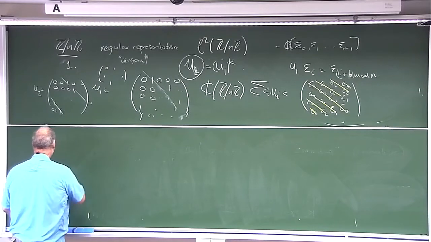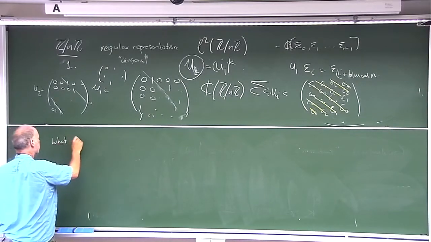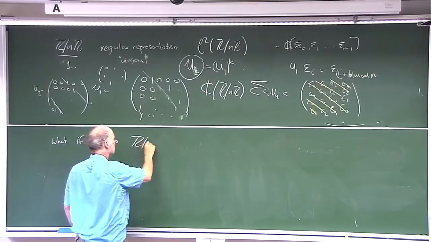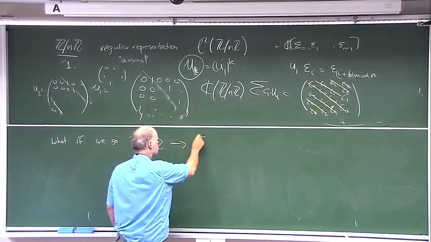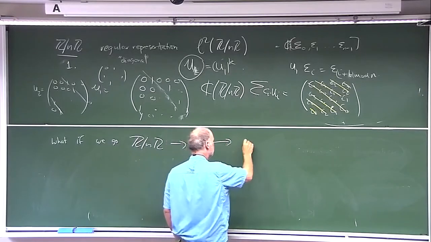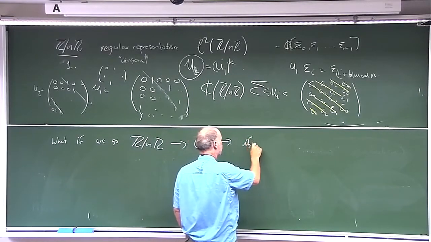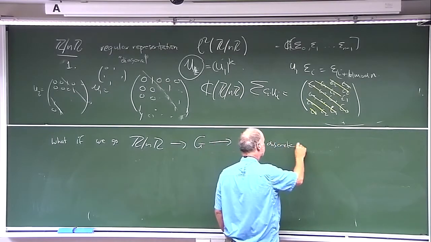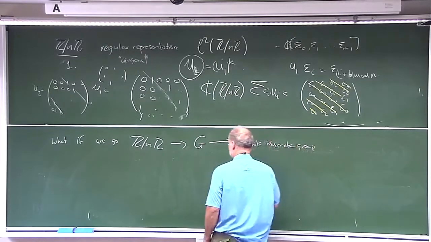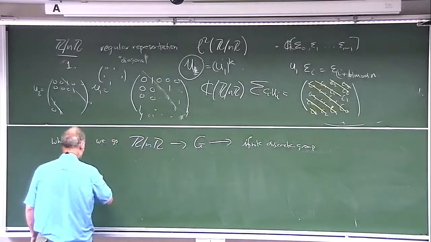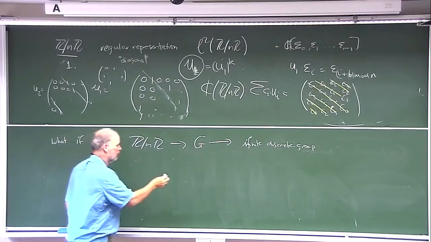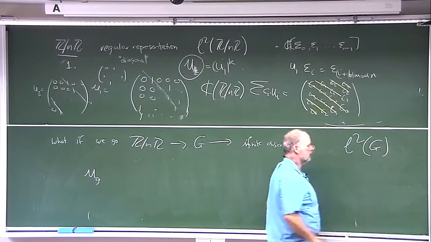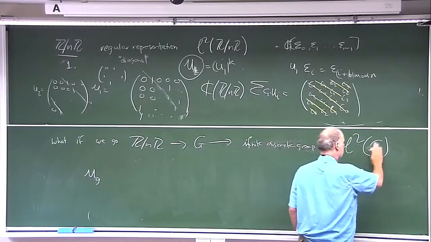So, what if we go? So we've started with Z mod nZ, where we understand absolutely everything, to G, some arbitrary finite group, now to some infinite discrete group. Well, once again, U of G, we're looking at the Hilbert space L2 of G. Since it's infinite, let's call it gamma.